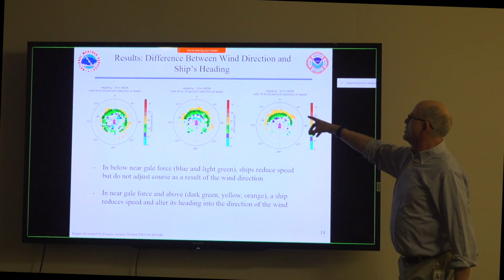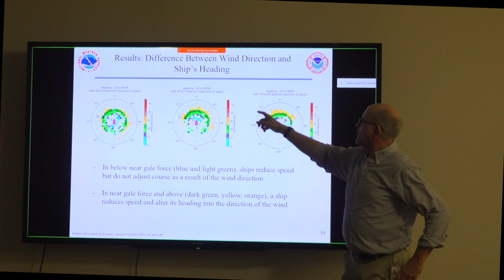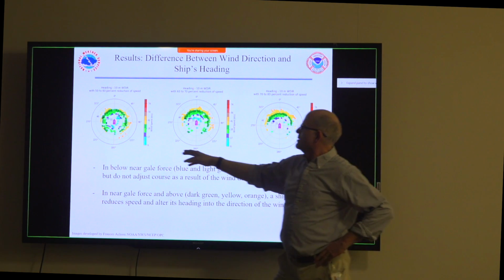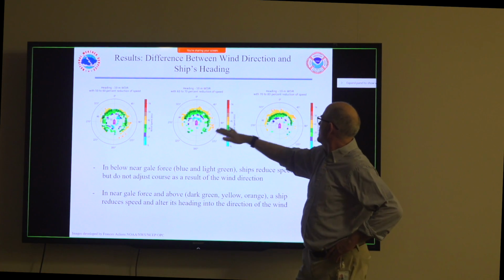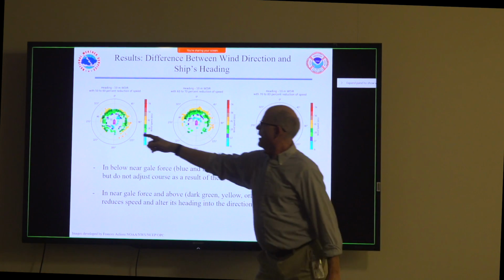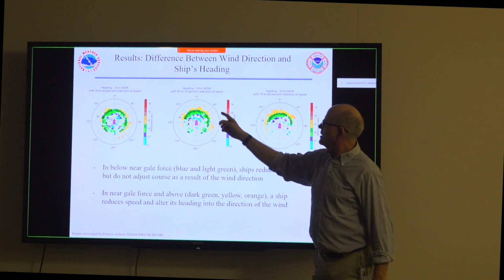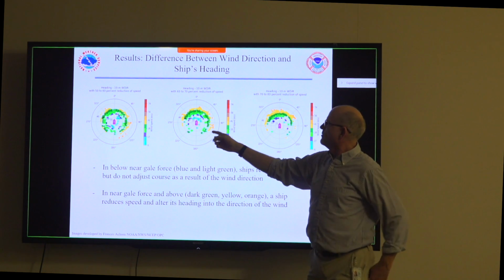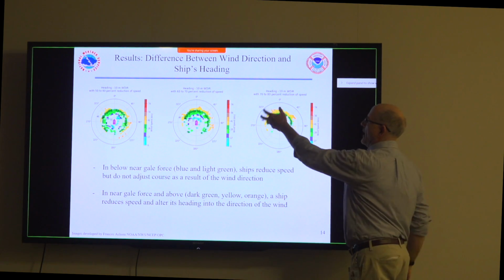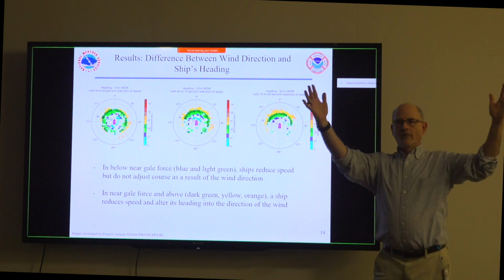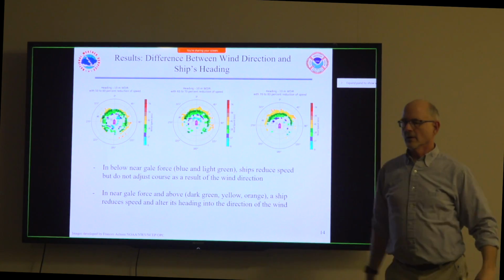either. This is the difference between the ship's heading and the wind direction. And what you're seeing, this is a 50 to 60% reduction in speed, 60 to 70, and 70 to 80. As the ship slows relative to its operating speed, you start to see that they're favoring the wind direction to be more forward. Okay, and you'll see another example of that.